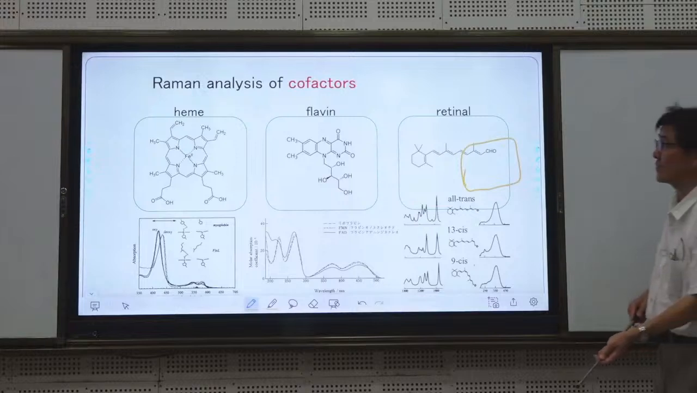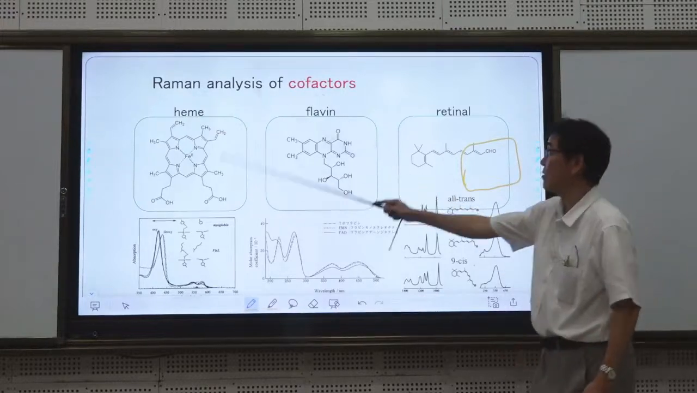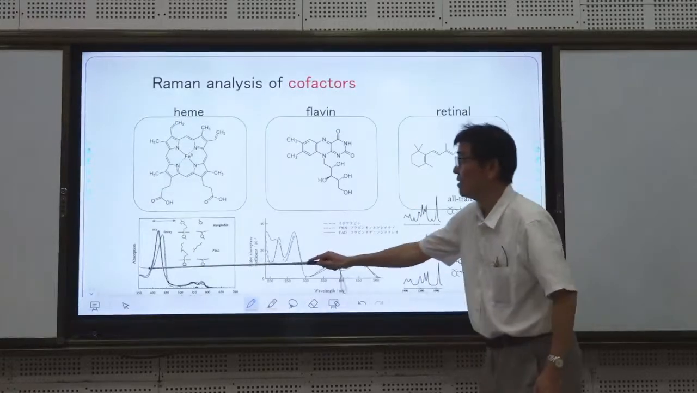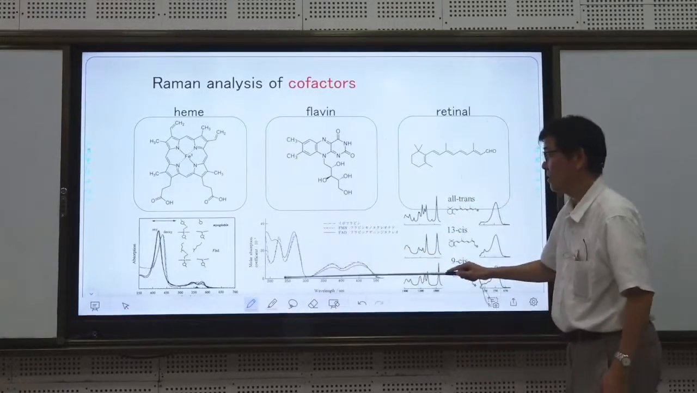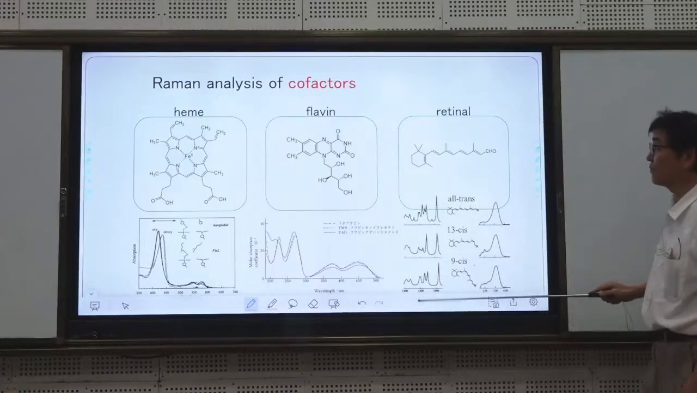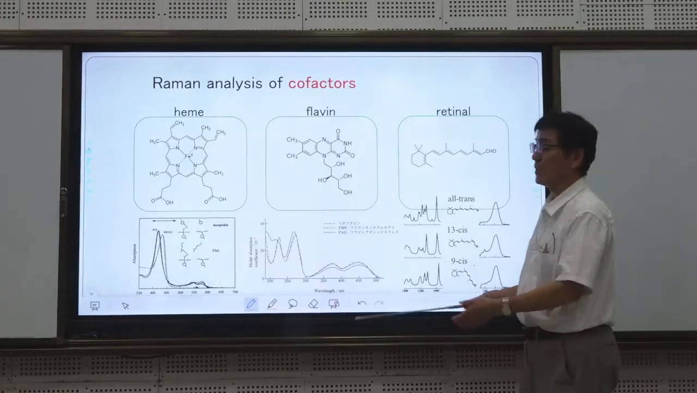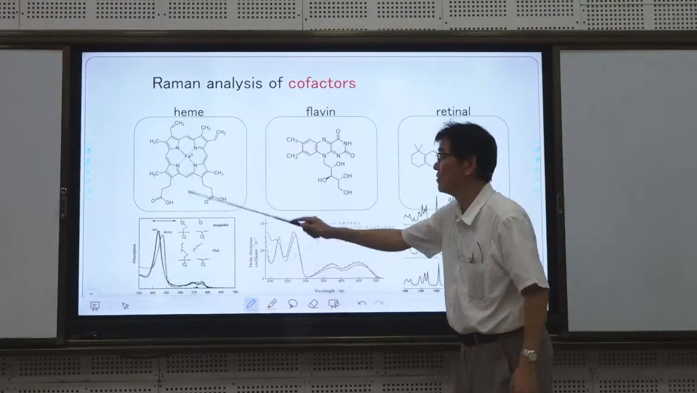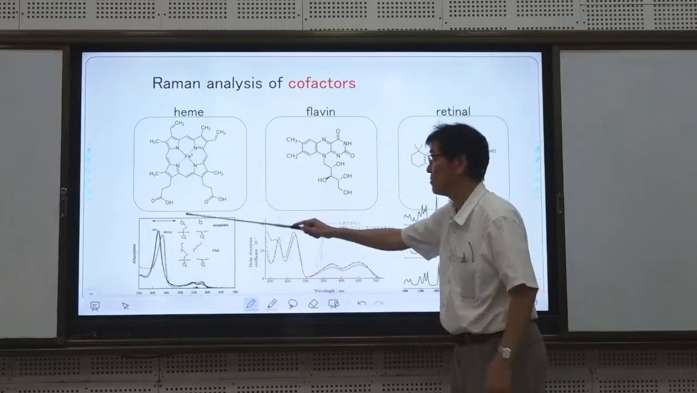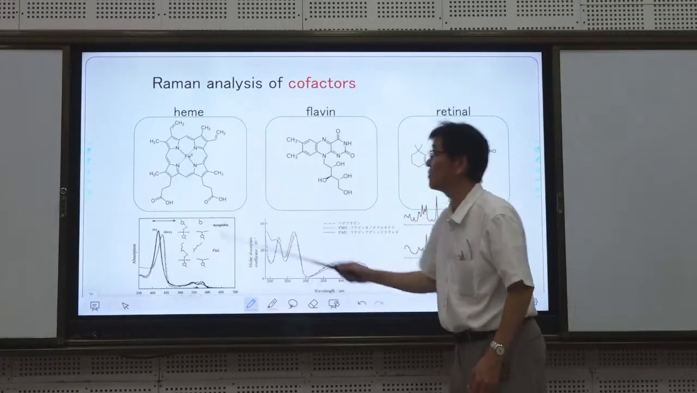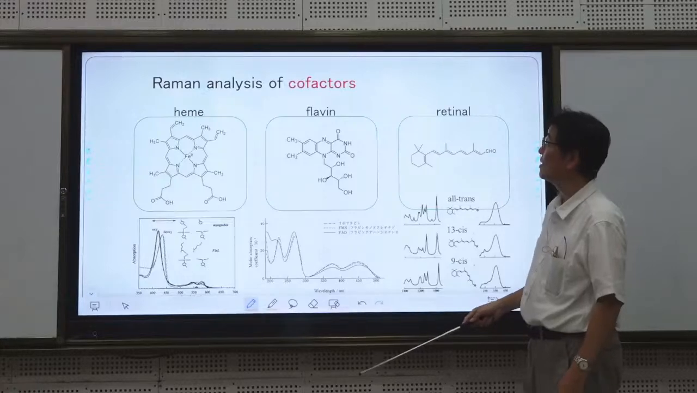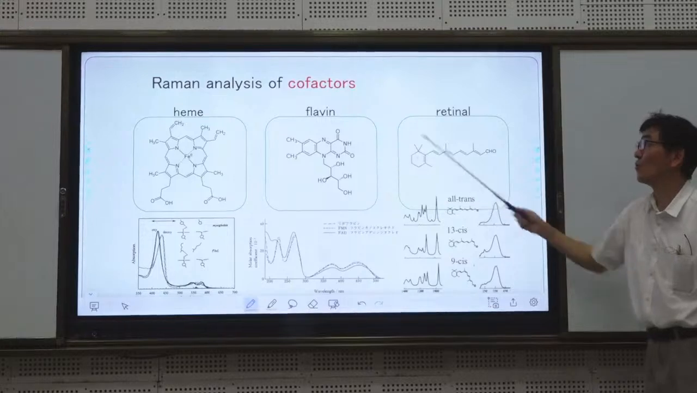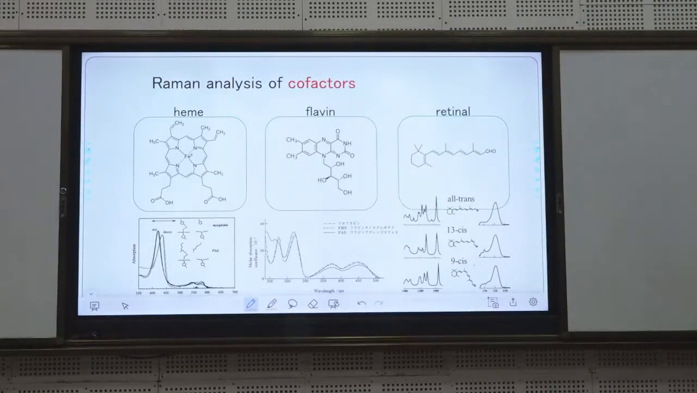In this case, resonance Raman spectroscopy is there. Heme, flavin, retinal. They have absorption in the UV or visible region. So we can tune the excitation wavelength to achieve resonance enhancement. Okay? So they are well studied cofactors.